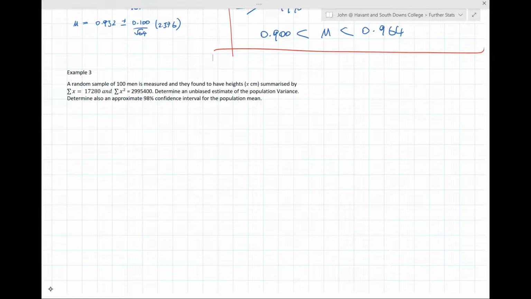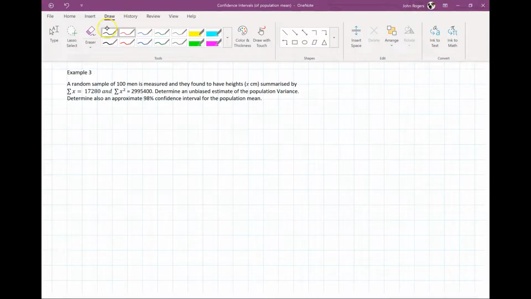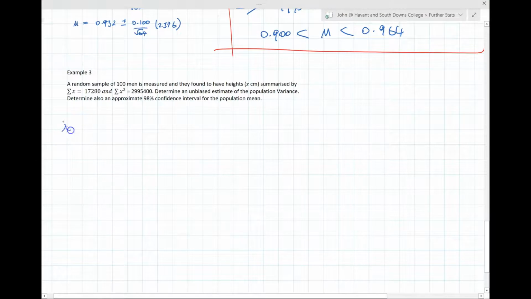Now, the only difference is that they've given us summary data. So we need to work out estimators for the mean and the standard deviation. The unbiased estimator, a value of x bar, is obviously sigma x over n, which is equal to 172,800 divided by 100. So it's obviously equal to 1728 centimeters.